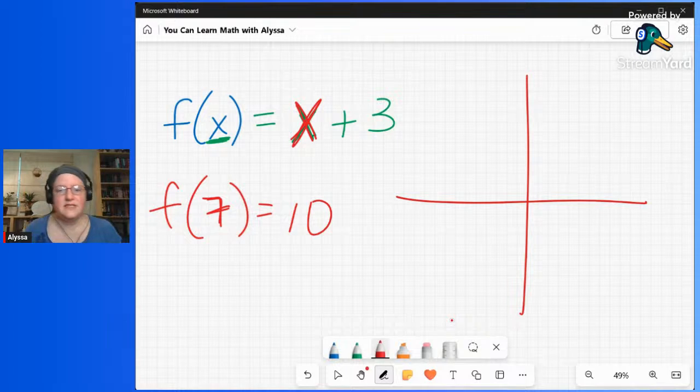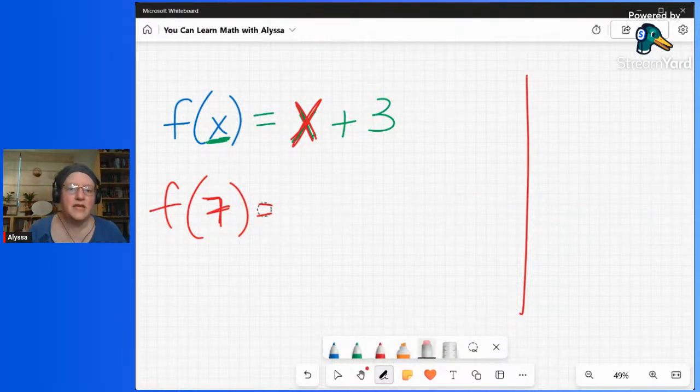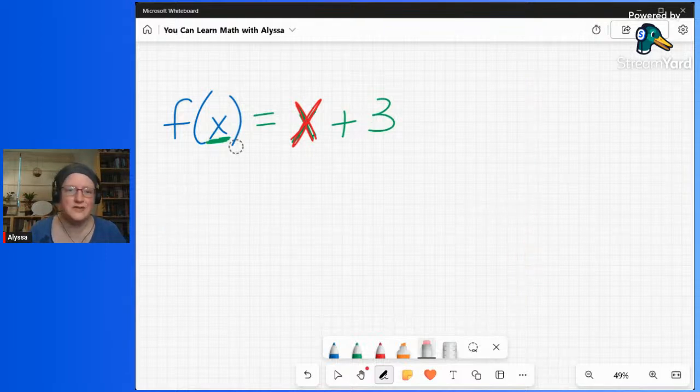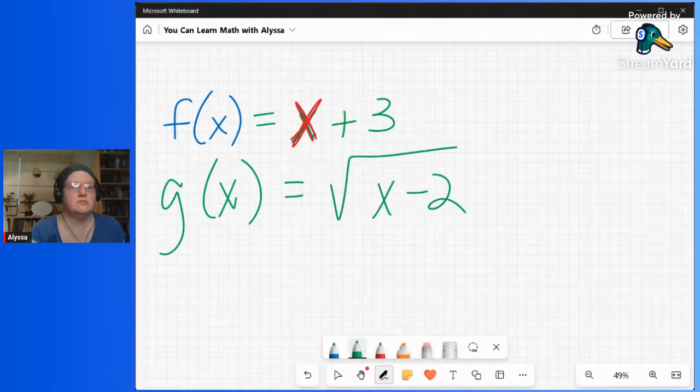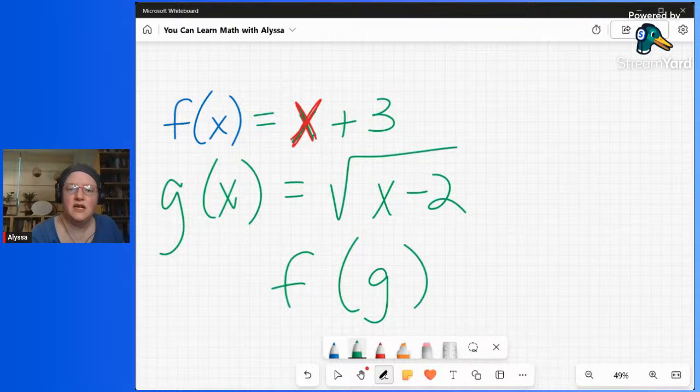One of the other things that happens a lot in the SAT is where they have, I call them nested functions. I know that's not the real name, but that's how I always think of them. It's when you're given something like f of x equals x plus 3 and g of x equals the square root of x minus 2. What is f of g of 12?